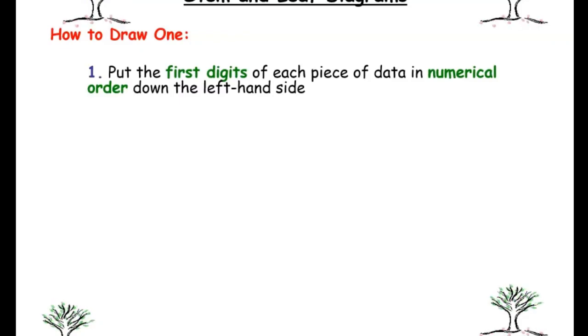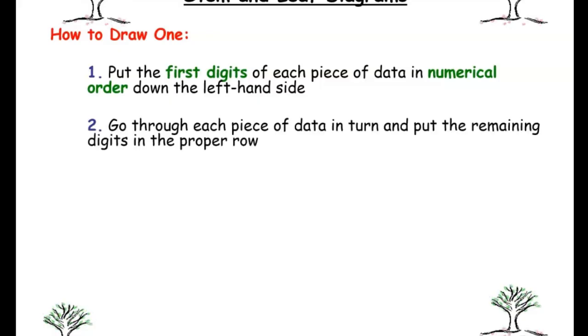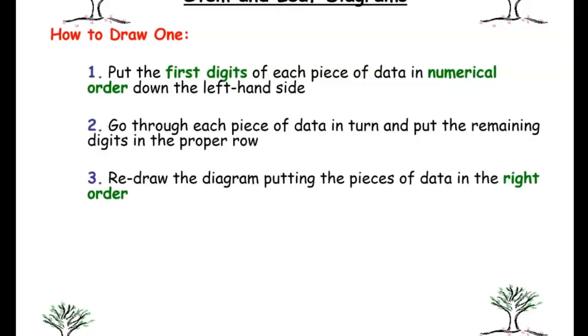We're also going to look at how to draw a stem and leaf diagram. Then we'll go through the data in turn and put the remaining digit in the proper row. These are the things we will be doing, and one of the key things you must learn is how to add a key to your stem and leaf. So let's quickly solve an example to help you understand what I'm saying.